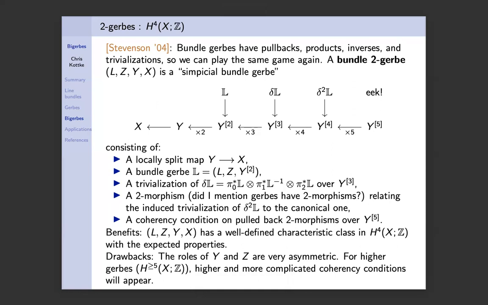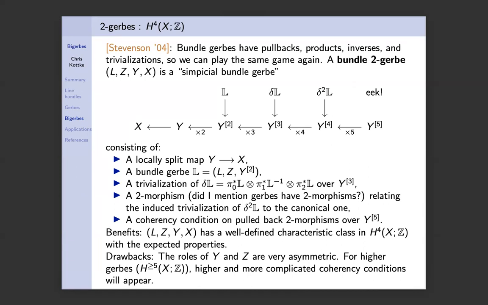And if you want to keep going, more seriously, to higher and higher versions of bundle gerbes, if you want to represent degree 5 cohomology and above, you can keep trying to play this game, but it gets worse every time. Every time you go up, you get higher and more complicated coherency conditions that have to be satisfied over higher and higher products of Y, right? And you have to incorporate higher and higher categorical concepts. You go from 2-morphisms, then you'll have 3-morphisms, and it starts to get wild and complicated. And if you like higher category theory, maybe that's your thing.